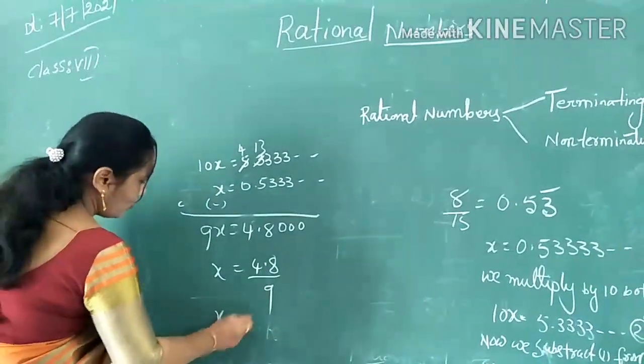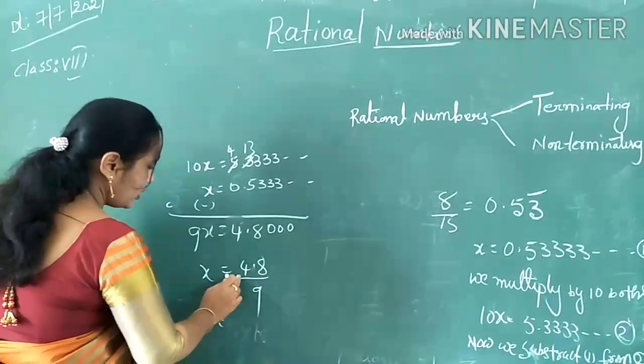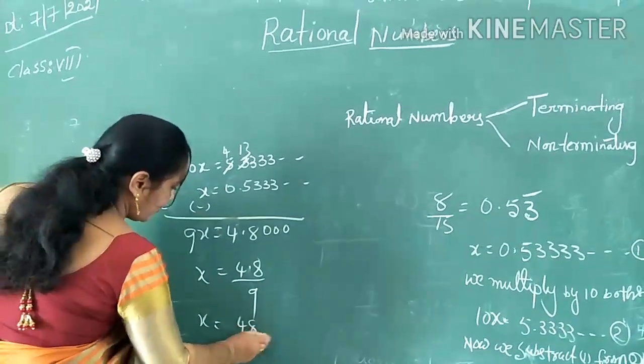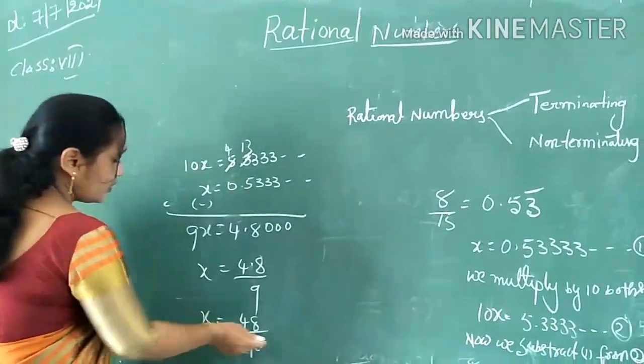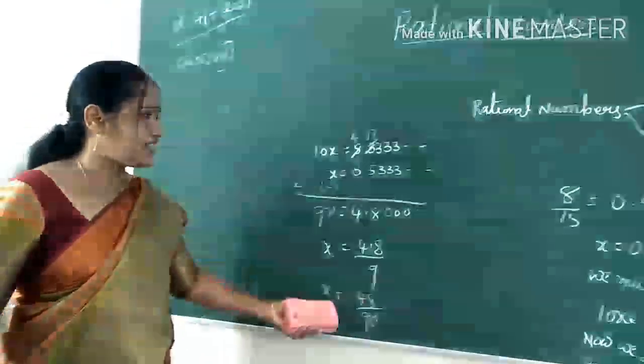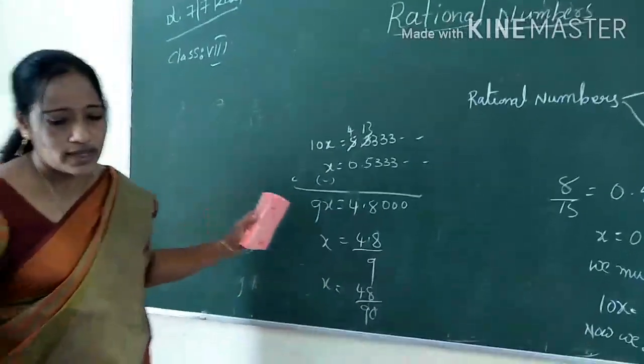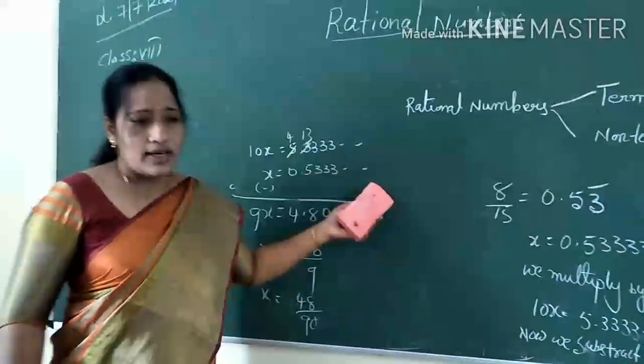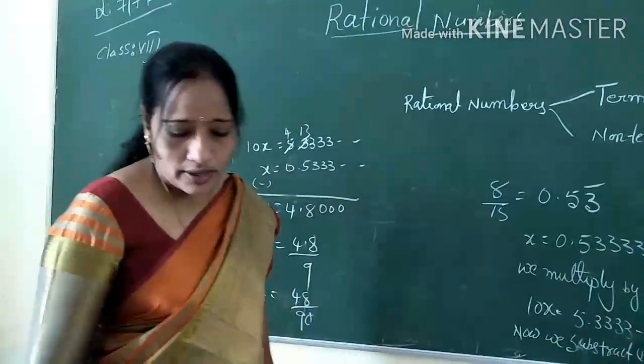Here also the same. After the point, how many digits? Only 1 digit. So 48 by 90. This is the fraction number. One more example we have to take. Children, any doubt? Okay, no doubt.